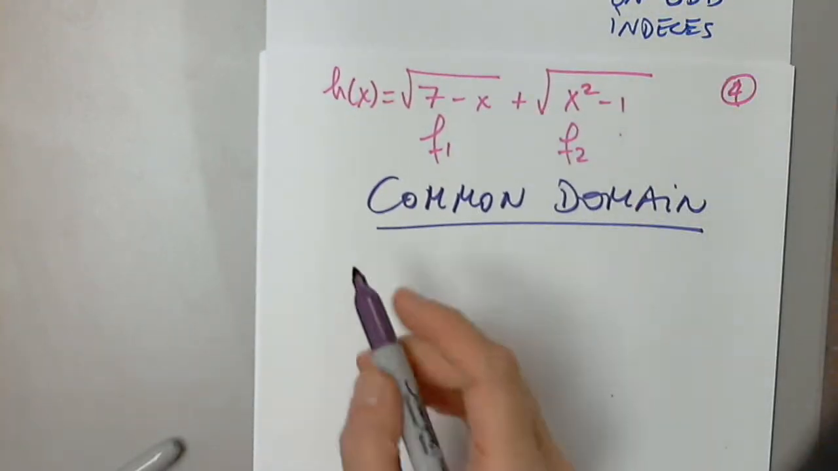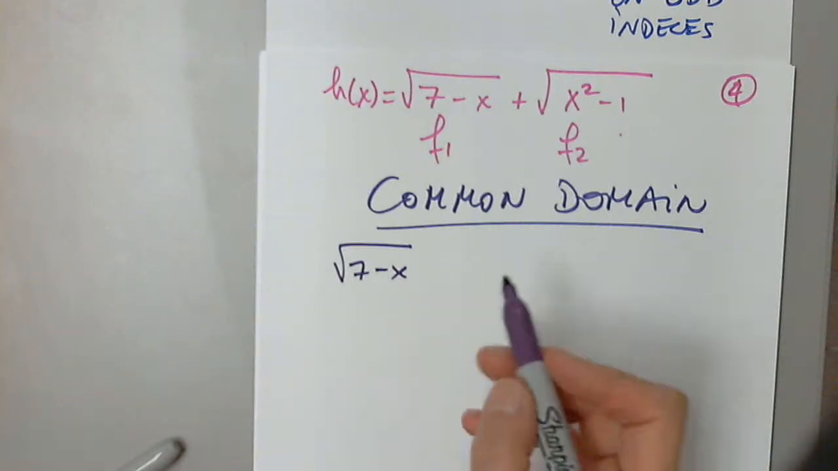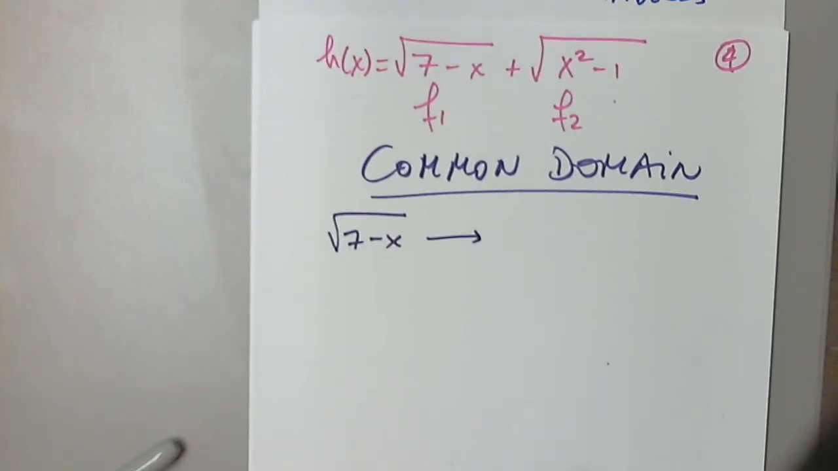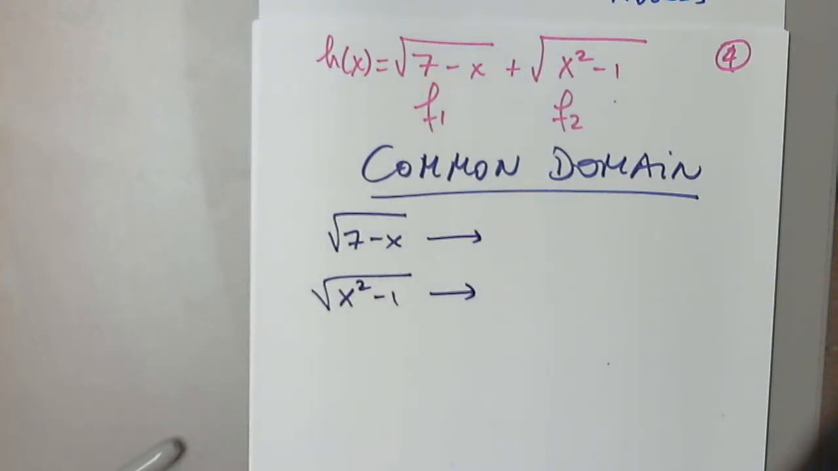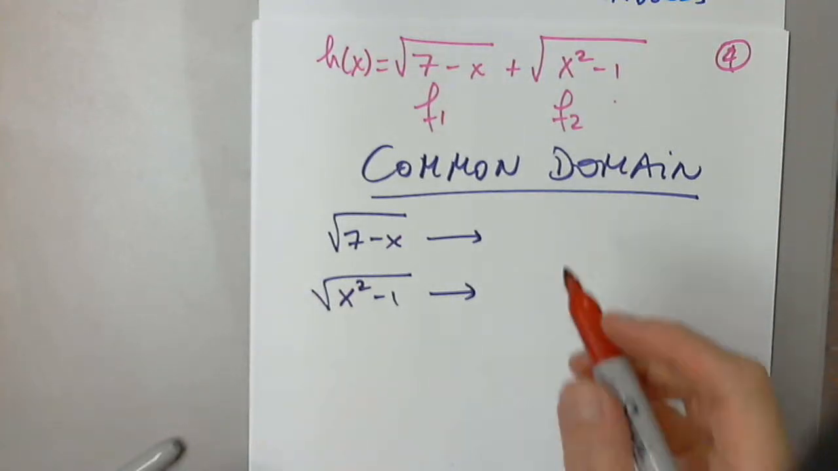Good. So let's look at the first one, which is the square root of 7 minus x. And I would like you to give me the restriction, or how do I start. And then x squared minus 1, and I would like you to tell me what to write. So what do we need to write for the square root of 7 minus x? 7 minus x has to be greater than 0. Greater or equal? Yes. Indeed.